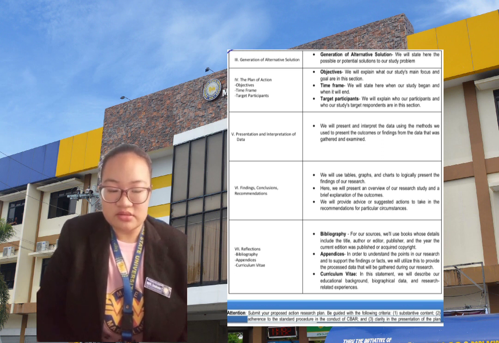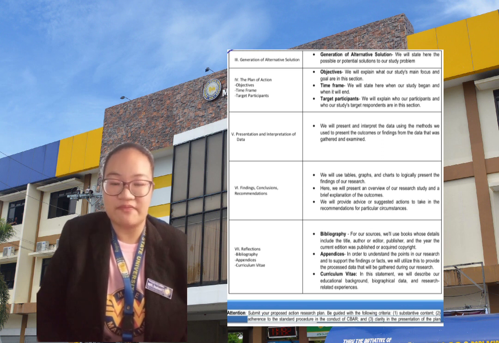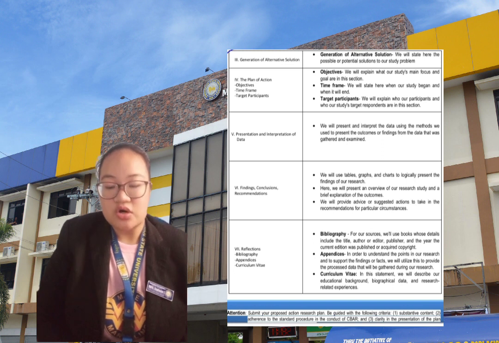Sixth part is findings, conclusions, recommendation. We will use tables, graphs, and charts to logically present the findings of our research. Here, we will present an overview of our research study and a brief explanation of the outcomes. We will provide advice or suggested actions to take in the recommendation for particular circumstances.